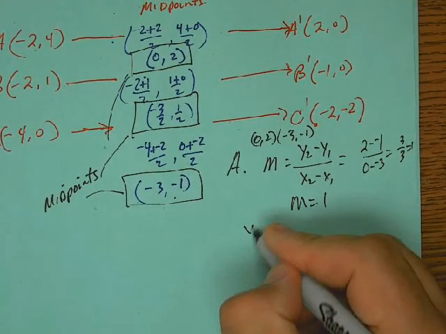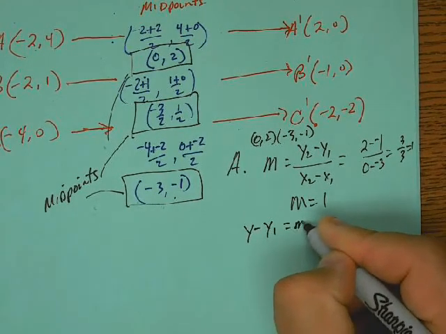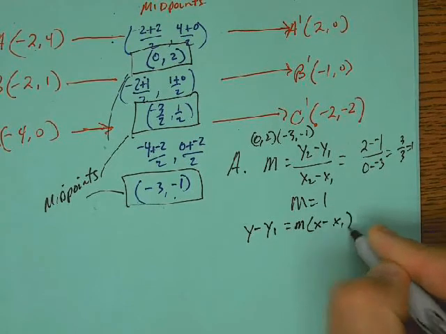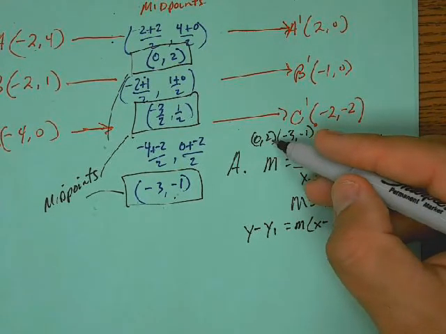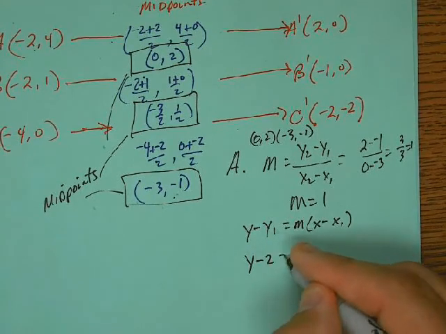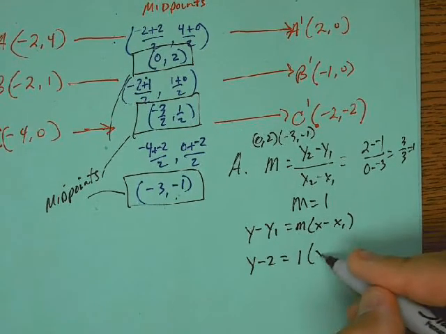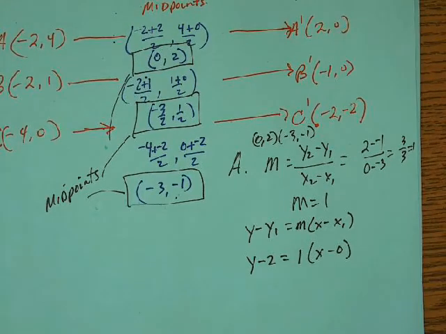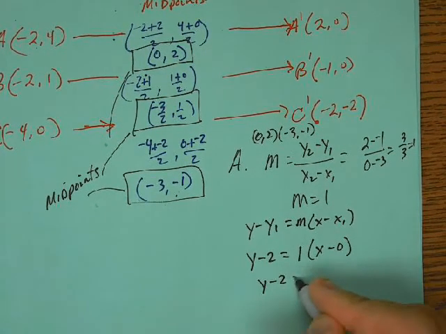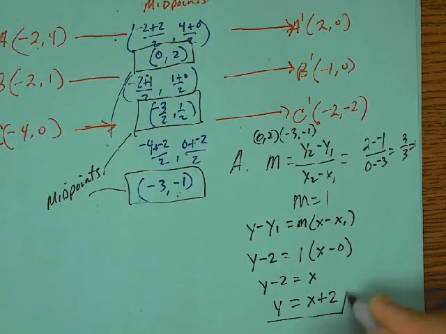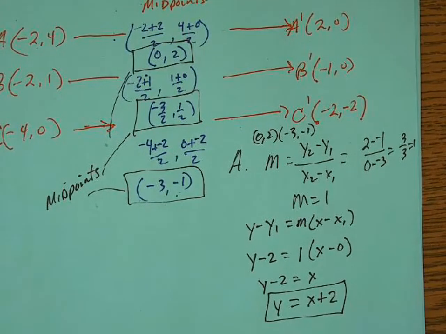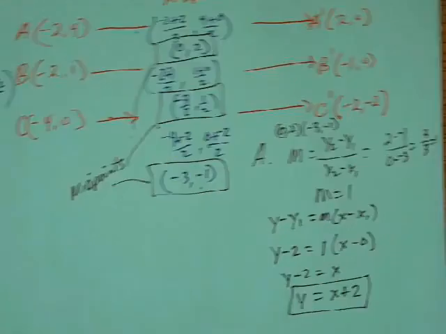Point slope form is y minus y1 equals slope times x minus x1. I can use any of these 3 points and plug them in. Does not matter which ones. I'm going to use 0, 2. Y minus 2 is equal to slope of 1, x minus 0. Now I'm solving for y. Y minus 2 is equal to 1x, add 2, and I end up with y is equal to x plus 2. So that's one way to find the line. That's using point slope form.